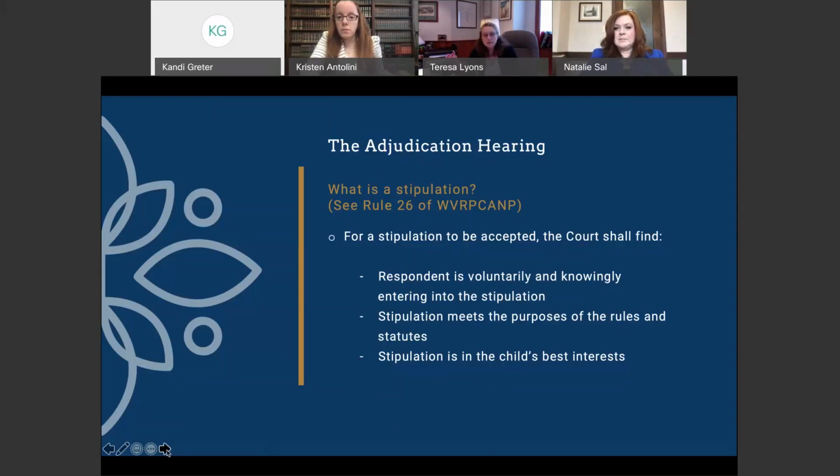Now, the stipulation has to be in the child's best interest, and it has to meet the purpose of the rules and the statutes for abuse and neglect cases. If somebody offers a stipulation that really doesn't address the heart of the problem, I think that's a situation that would not meet the purposes of the rules and the statutes.